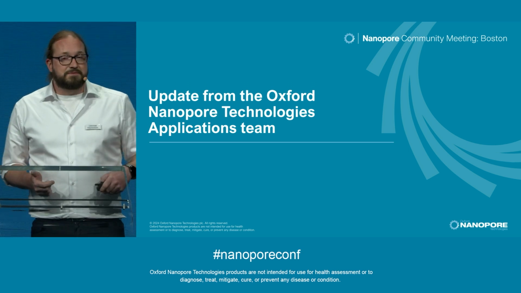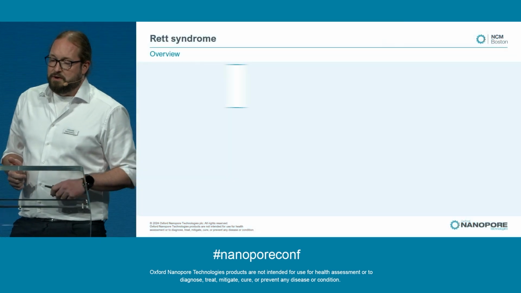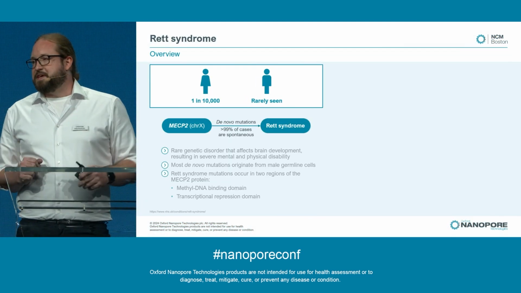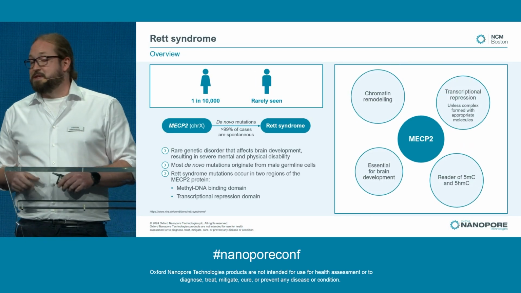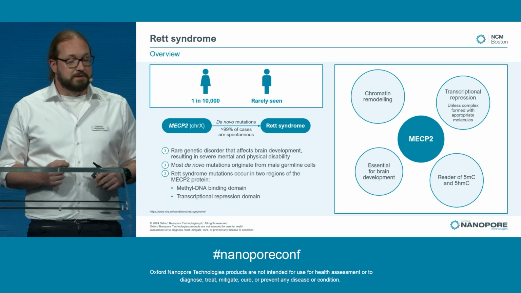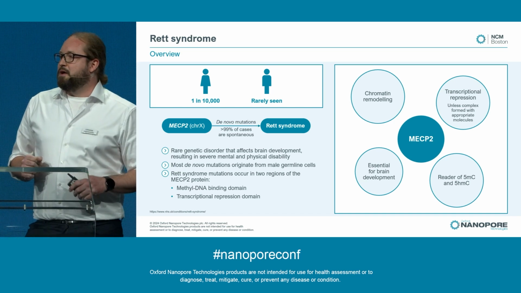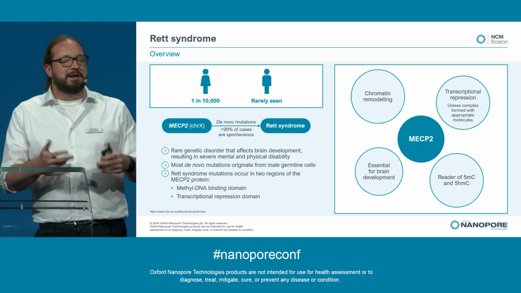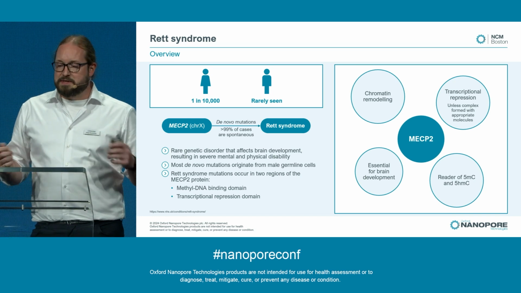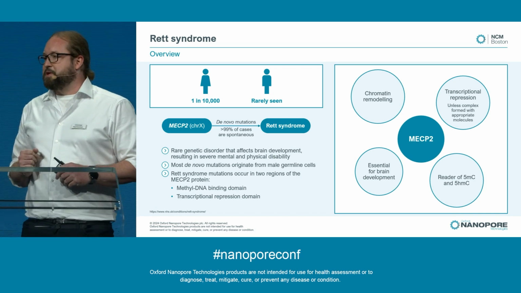And for today, we chose the topic of a multi-omics exploration of the disease mechanisms that underpin a rare disease called Rett syndrome. And with this example, I hope I'll be able to show you why just having a variant call is not always sufficient. But let's start at the beginning.